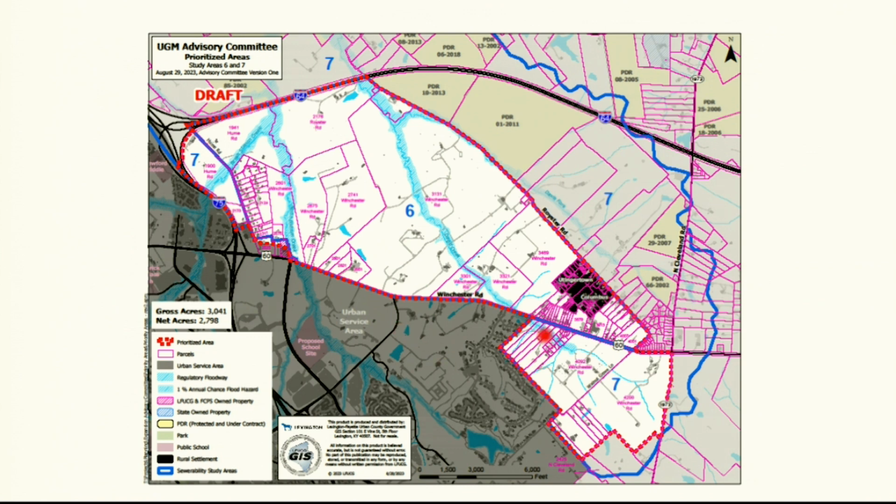And I should have pointed out, Royster Road, which again is the northern or the eastern boundary of sewerability Area 6 and the western boundary of 7, is also the dividing line between two PDR parcels here that are adjacent to Royster Road on the eastern side.